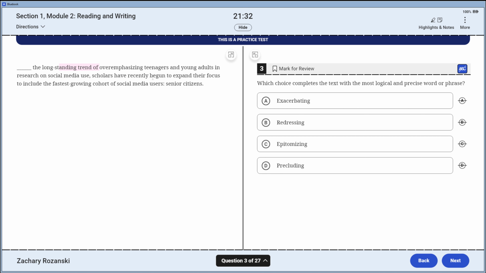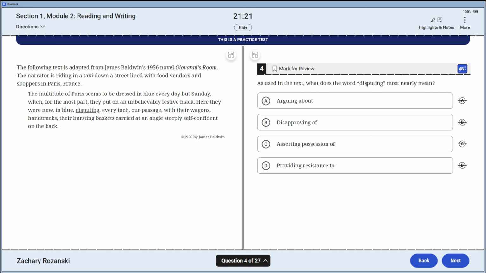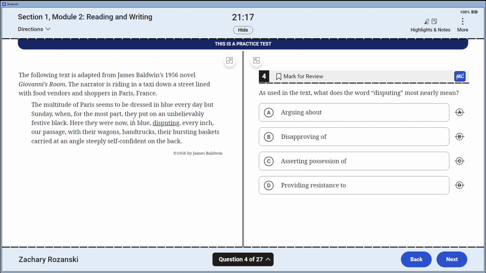Scholars have recently begun to expand their focus. So they're not just doing this anymore. They're not making the problem worse. They're fixing the problem, redressing the problem. They're not making it worse. Oh no, disputing. What does this mean? All bets are off. You do whatever you want. You get this wrong, don't feel bad.